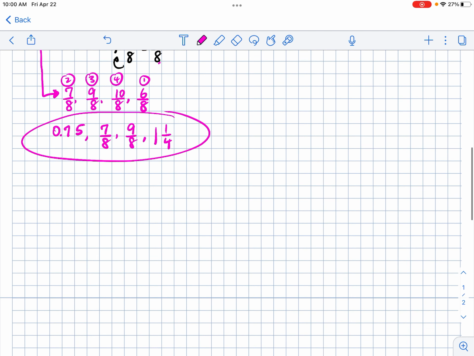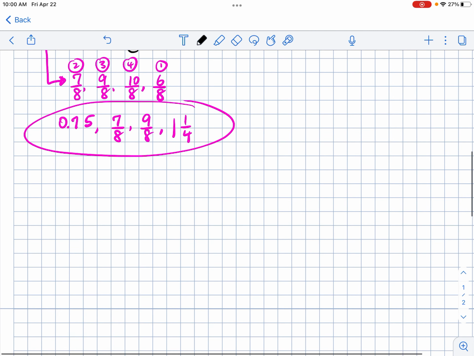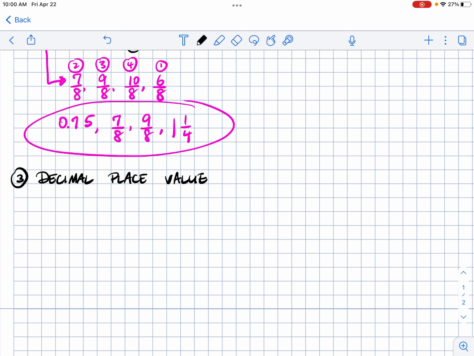Finally, the last method, and this is where you can use your calculator. If you don't have to use your calculator, even better, is using decimal place value. So decimal place value, and this is where you're using a calculator. And you need to order from least to greatest.